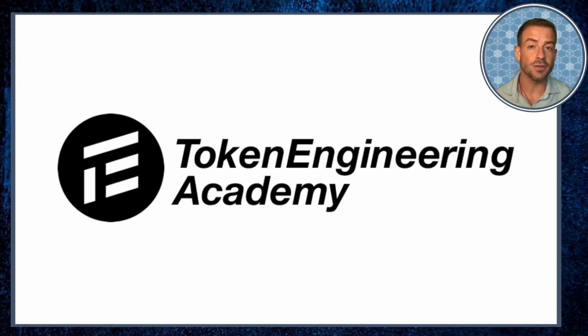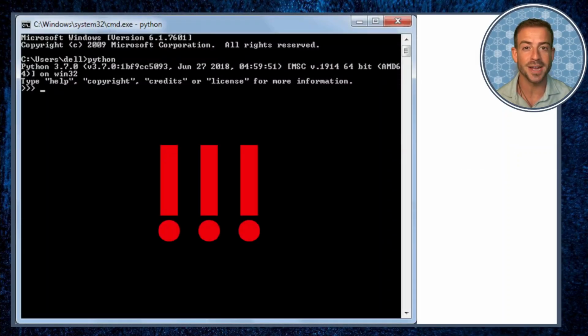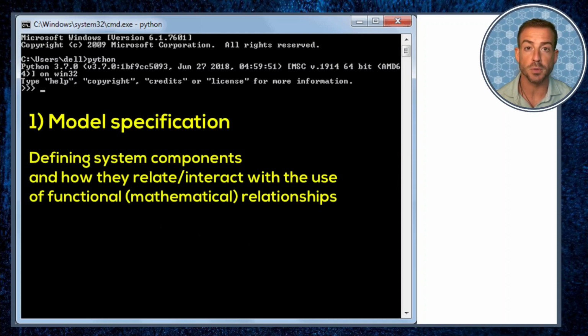So imagine you're starting off with a completely blank screen. Scary, right? What would the development of your tokenomic model look like in this environment? Well, it would follow a series of stages and could look something like this. First, you'd start off with your model specification. This is where you determine how many components your model has and how they relate and interact with each other. You do that using functional or mathematical relationships.